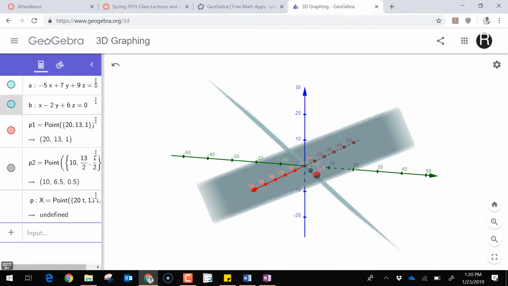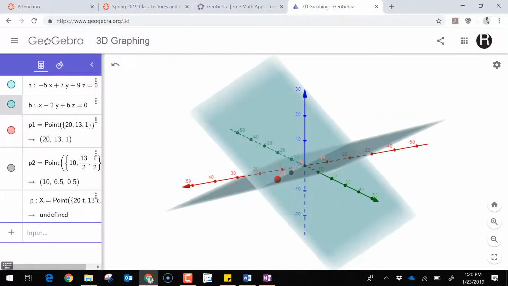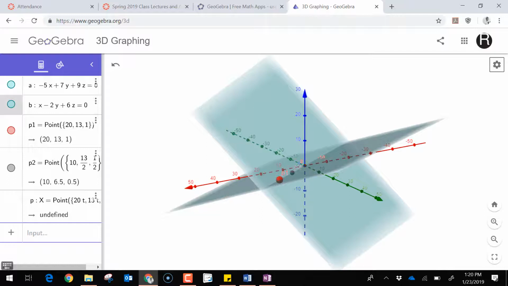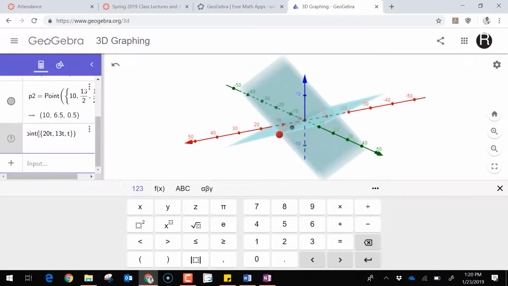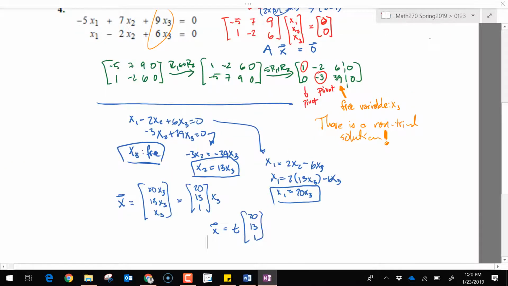And what's going to happen is that no matter what value of t I choose, I'm going to continue to be in the intersection between those two planes. That's what I was trying to say. It would have been nice to see it. Because that was the solution that we found. We found a solution as t times (20, 13, 1). So regardless of what value of t I have, I will be on both planes at the same time. And that's how the solution is described.